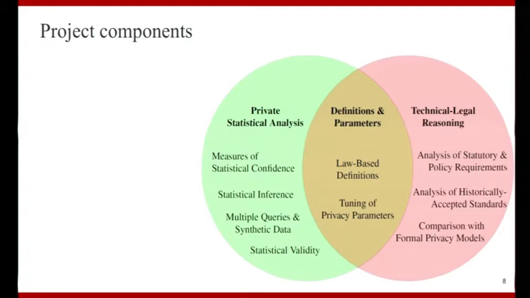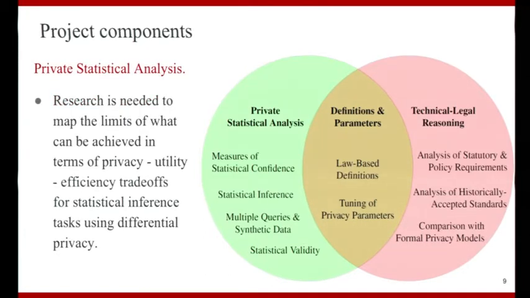You can see that I'm using the same graphics as Steve, but it's a bit simpler, the Venn diagram. We have two main components. One is a technical component where we focus on statistical analysis. The second is a legal component where we analyze the statutory requirements. Let me focus on a few points. In the private statistical analysis, we focus on understanding the limits of what can be achieved in terms of privacy-utility, this trade-off, in the context of statistical inferences.